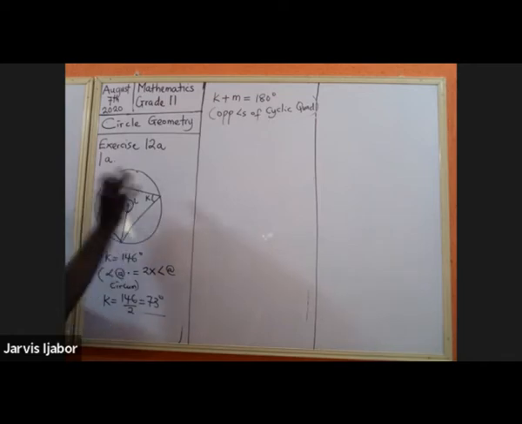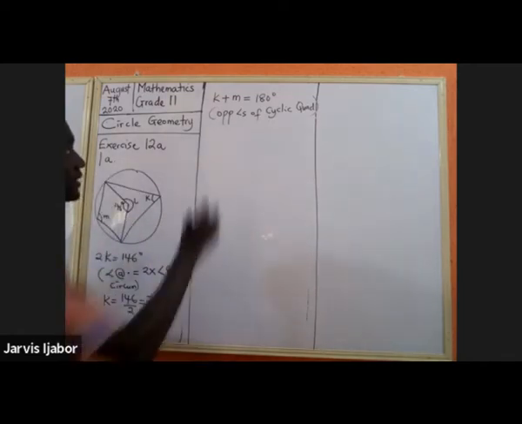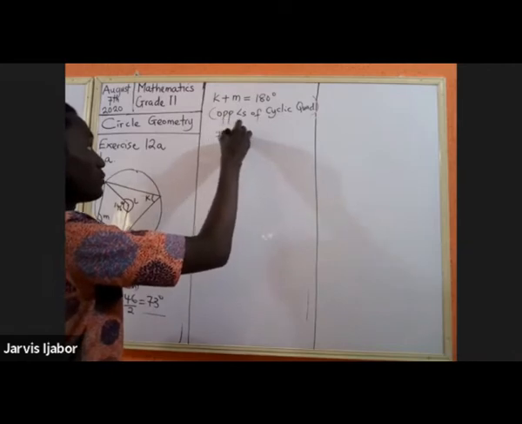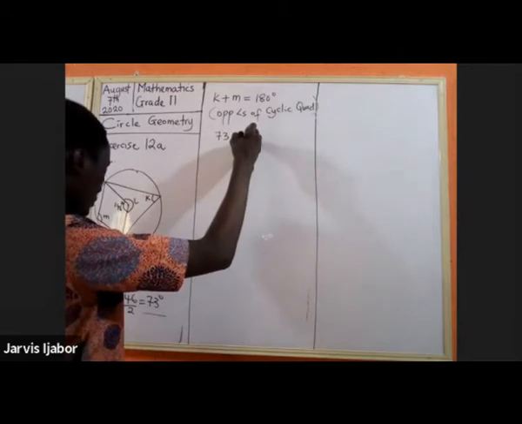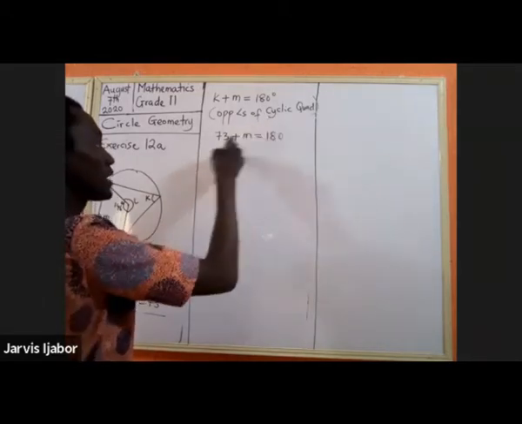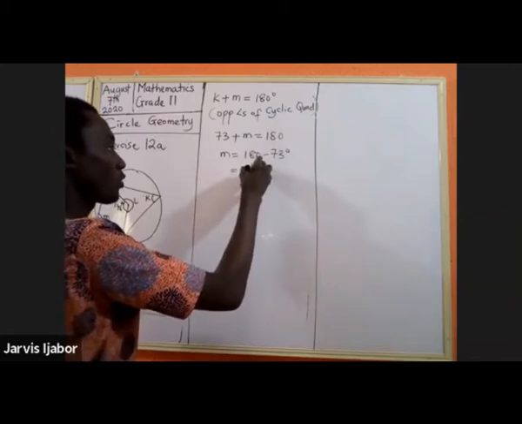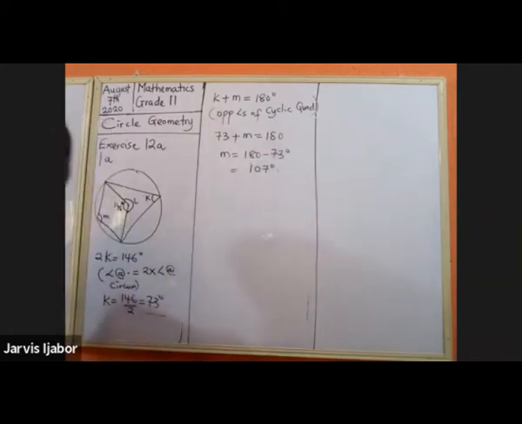All right, so K plus M. This is a cyclic quad. So with that said, 73 plus M will be equal to 180, and M will be equal to 180 minus 73 degrees. So that will be equal to what? 107 degrees. Are we together? All right, that is settled.